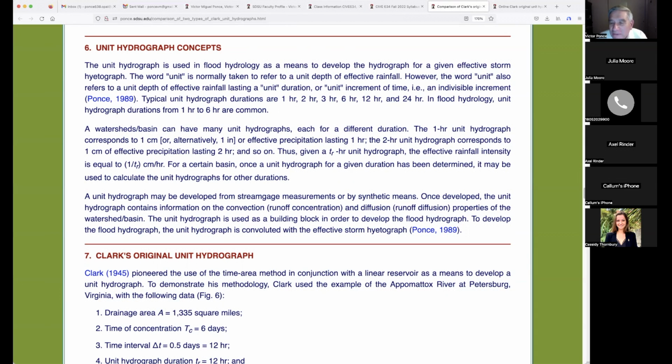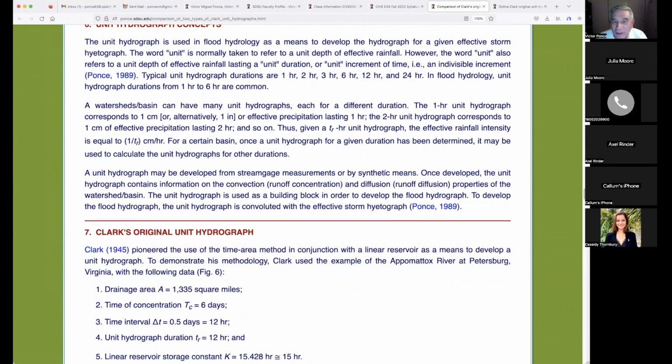Really, it's an indivisible increment. That's what the unit refers to. Typical unit hydrograph durations are 1, 2, 3, 6, 12, 24 hours, depending on the size of the watershed or basin. Okay, 1 to 6 hours are common.